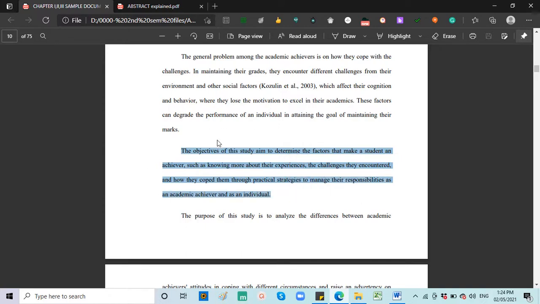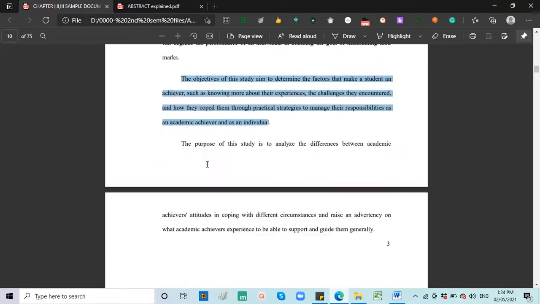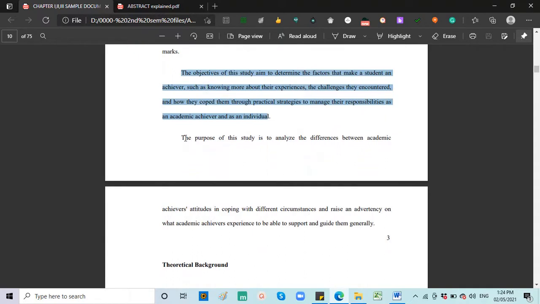Where did it come from? Your SOP. So what are your objectives? The objectives of the study aim to know about the challenges of single parent students, for example, or know about the challenges if students are enrolled in online classes as well as how they manage. Okay, those are objectives. Next, lastly, is the purpose.